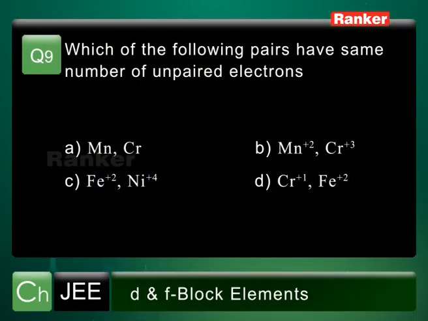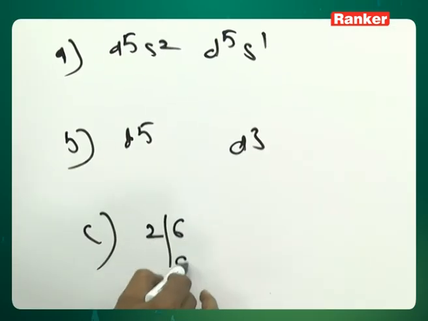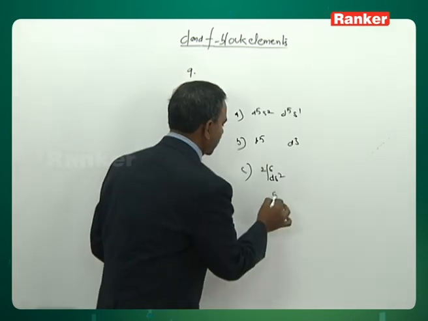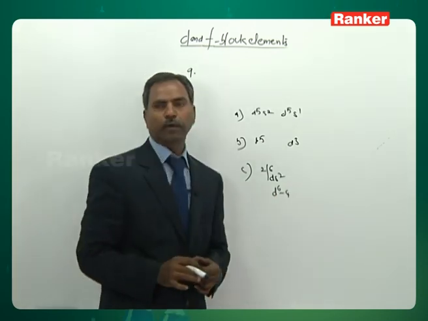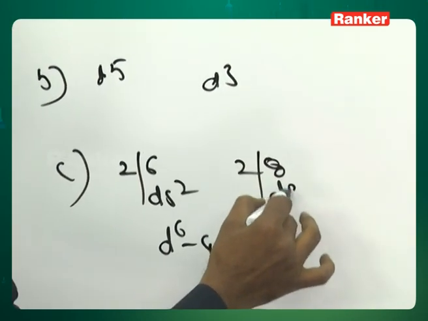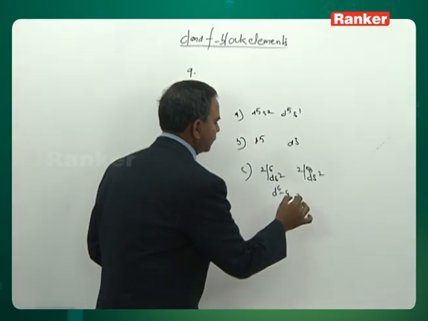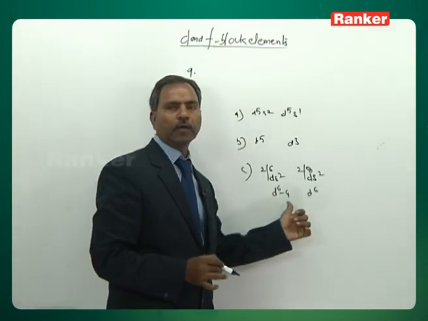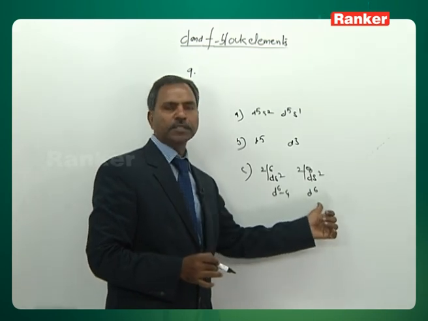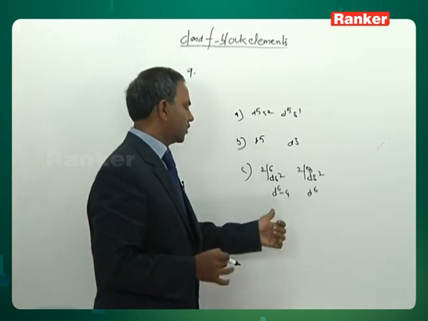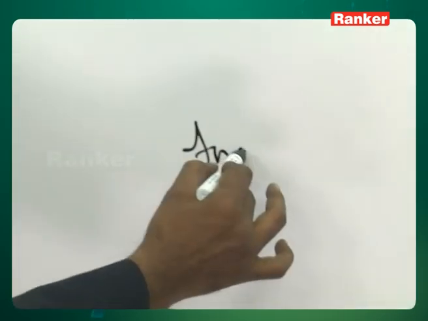Coming to C, Fe plus 2 and nickel plus 4. Fe has atomic number 26, configuration d6 s2. Fe plus 2 means the remaining is d6. D6 has 4 unpaired electrons. Next, nickel plus 4. Nickel is d8 s2, and plus 4 means it is d6. See, both of these carry the electronic configuration d6, so both have the same number of unpaired electrons. Therefore, the answer is option C.